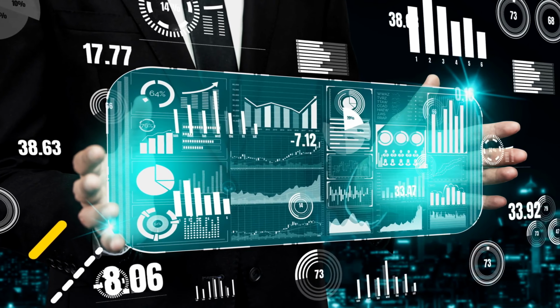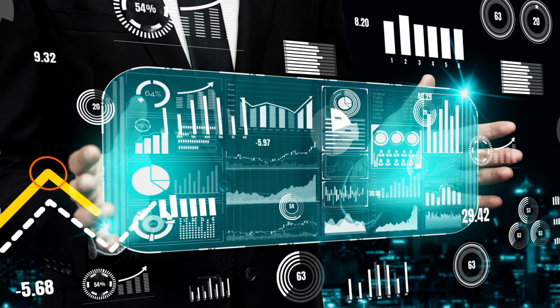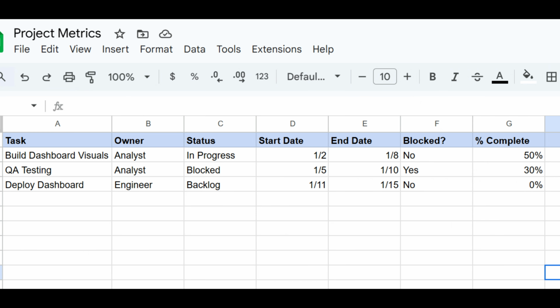Awesome, now for part 6, tracking and metrics. After explaining to your data analyst the key metrics that we need, they will likely come back with something like this for the data source of the dashboard, showing the task, owner, status, start date, end date, what's blocked, and percent complete. This is what will ultimately support the dashboard.